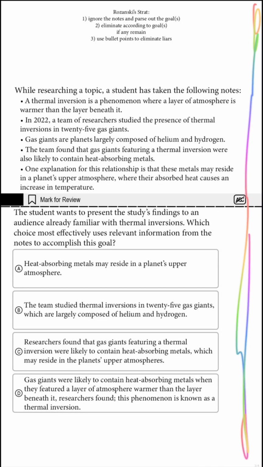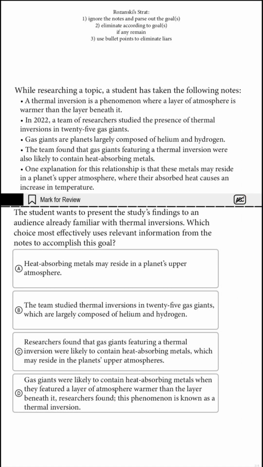Pause and solve because the answer is C. This is a great question to test discipline. Looking at the notes, we parse out our goals. We've got these two: present the study's findings and make sure that we're dealing with an audience already familiar with thermal inversion. That red goal is a bit easier for me, so I look to eliminate ones based on that.